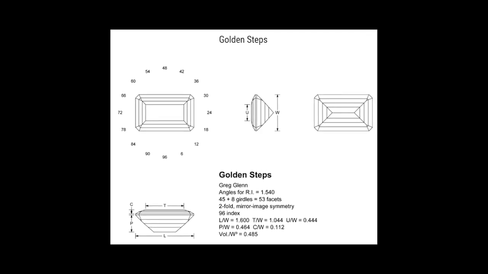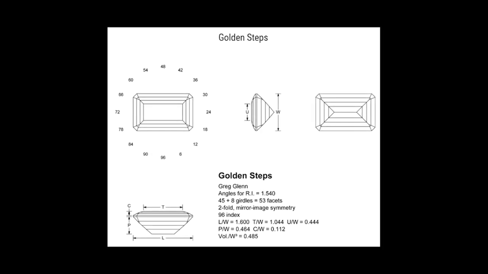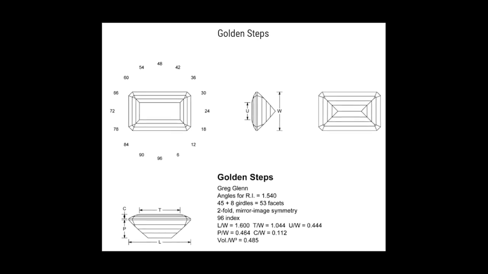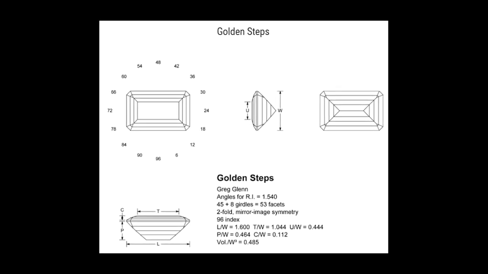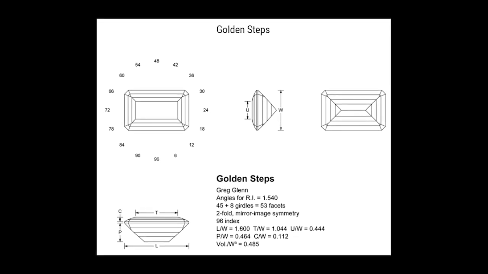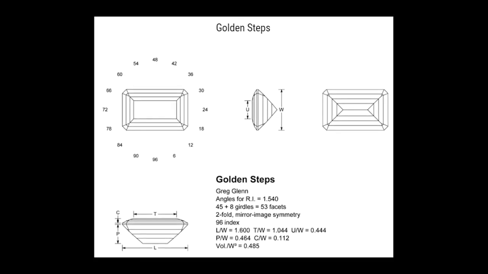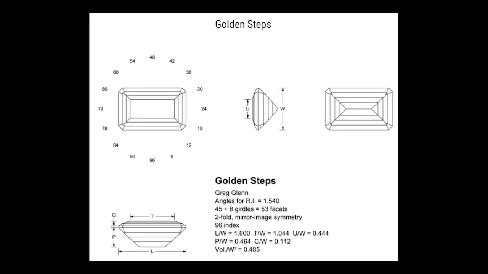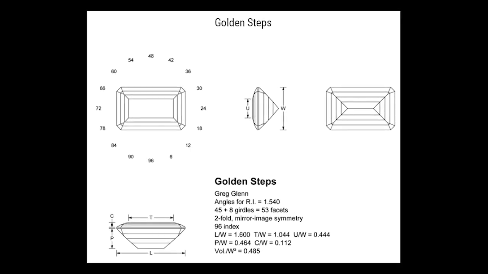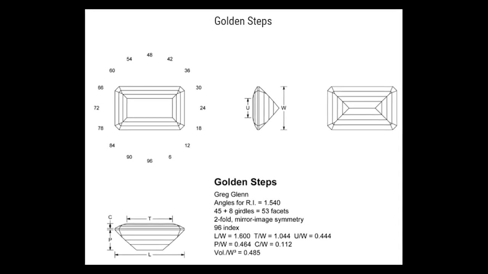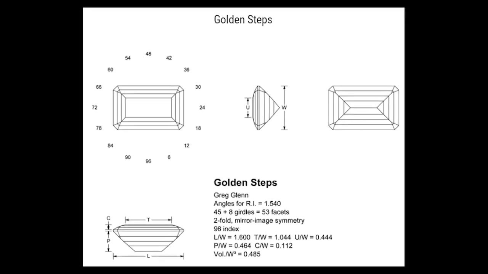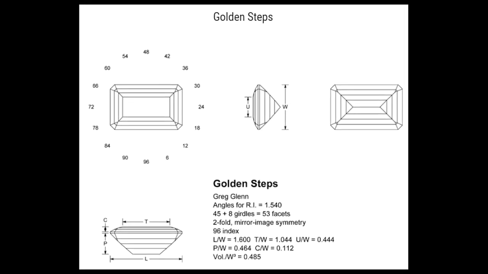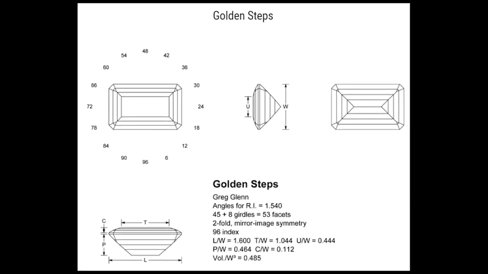The design has 53 facets, and uses a 96 gear index tooth to cut the design. The TW, T to W, and U to W information is also important, as the T to W shows the table to width ratio of 1.044. This is the long side of the table, and it means if you cut a stone 12 millimeters wide, the table will be 1.044 times the width, or just over 12 millimeters, or 12.528 millimeters if you're exact. That's how long the table will be.